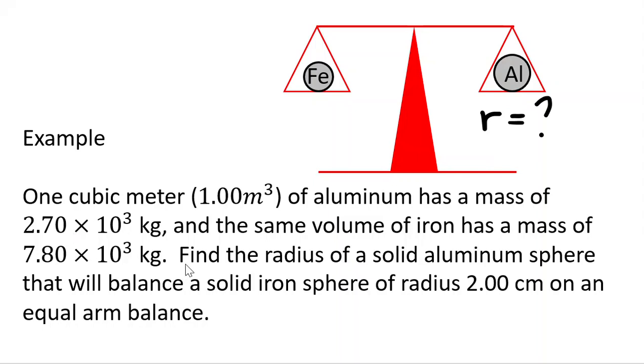The problem goes on and it says, find the radius of a solid aluminum sphere that will balance a solid iron sphere of radius 2.00 centimeters on an equal arm balance. So the situation is that we have a scale in balance, and on both arms of the scale we have two spheres. One side we have an aluminum sphere, and the other side an iron sphere. They want us to solve for the radius of this sphere that'll keep the scale in balance with the other sphere. Okay, great.